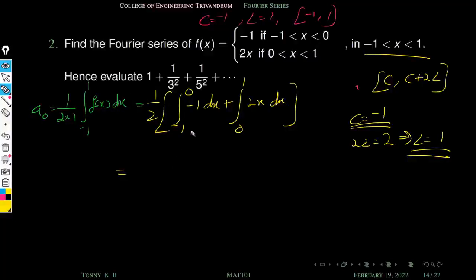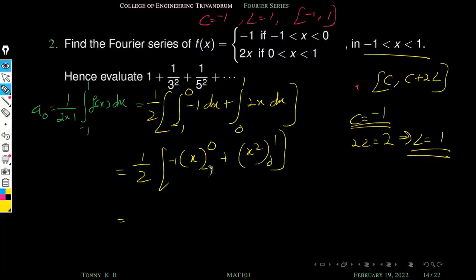So this becomes 1 by 2, minus 1 to 0. In this interval, our function value is minus 1, plus in the second interval, our function value is 2x. So 0 to 1, 2x dx. Okay, so this becomes minus 1 into x, minus 1 to 0. This is x square by 2, so you can cancel that 2. So x square, 0 to 1.